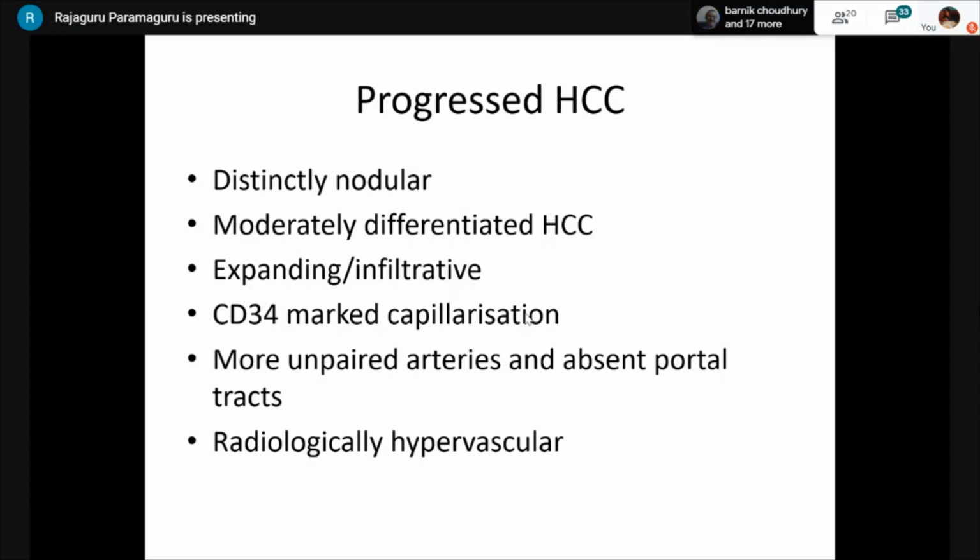Radiologically, again, this lesion is going to be hypovascular, whereas the other lesions, because they have a lesser amount of unpaired arteries, are going to be hypovascular or isovascular. So radiologically, again, it might be a problem. We need to use the histology to make a diagnosis.